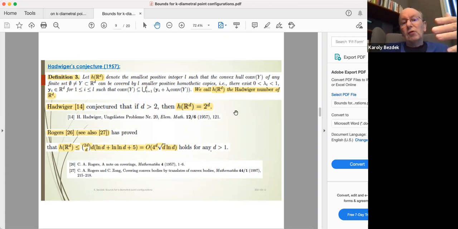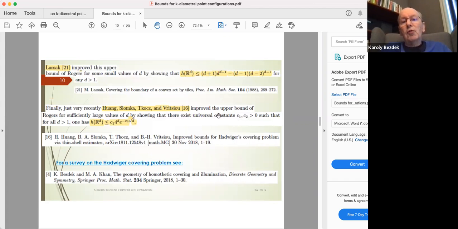We know this conjecture in dimension 2, but this conjecture is open for dimension 3 and higher. A classical upper bound is due to Rogers. He proved this upper bound for the Hadwiger number of the d-dimensional space. And as you see, the order of magnitude is unfortunately much higher than the desired conjectured order.